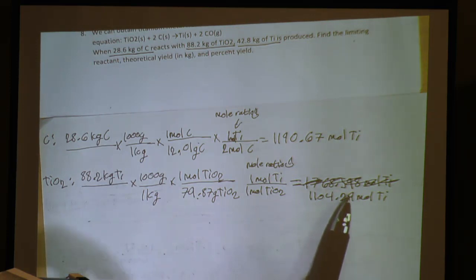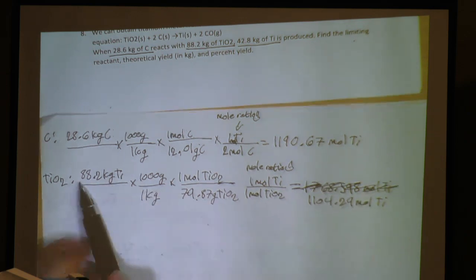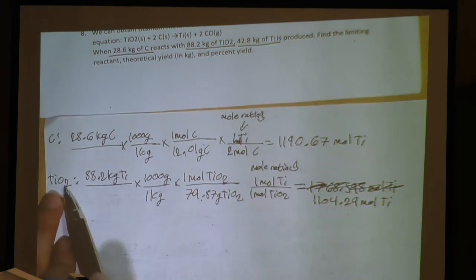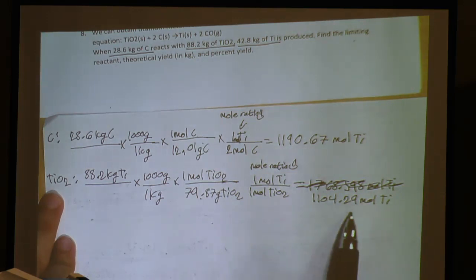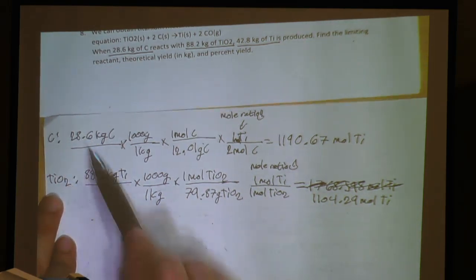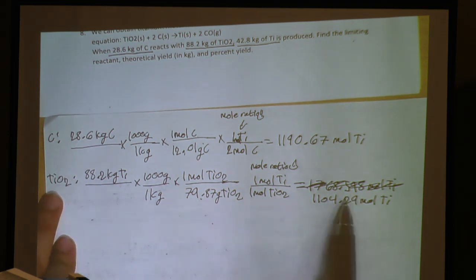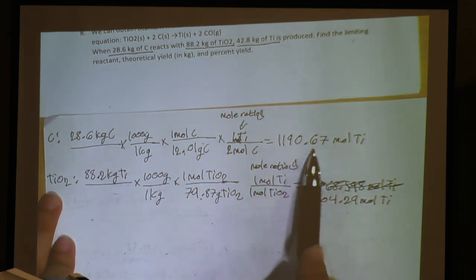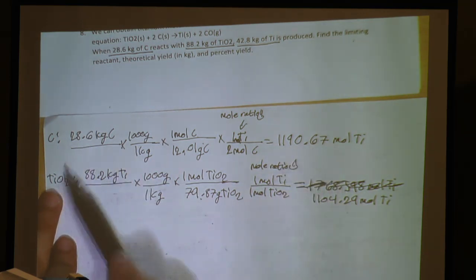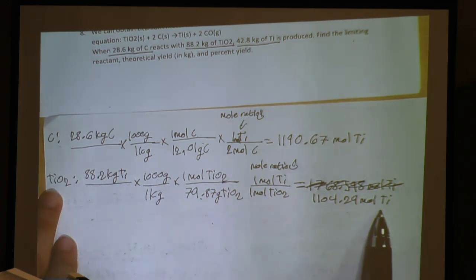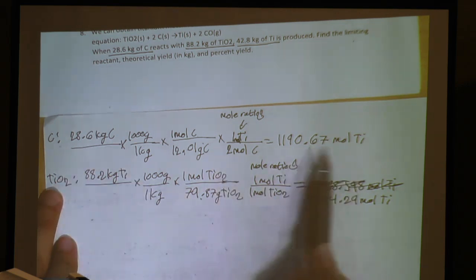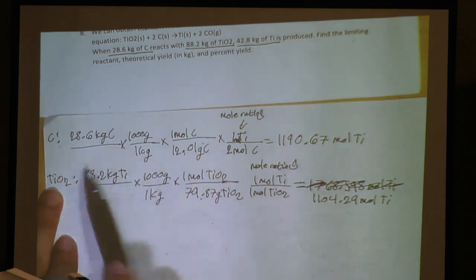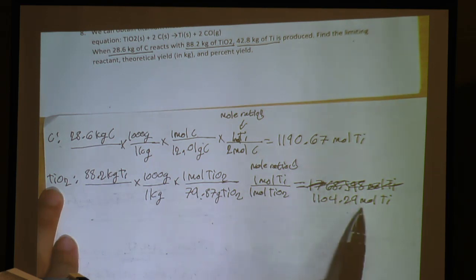But why is the smaller one the limiting reactant and not the larger one? The smaller one is the limiting reactant because this is what's limiting you from making more titanium. Carbon and TiO2 are reacting together. TiO2 can only create this much titanium, whereas carbon is able to make more. If we had more TiO2, we would be able to make more titanium. What's limiting us from making more is our TiO2. Carbon can keep going, it can make more moles of titanium, but TiO2 can only make this much. Does that kind of make sense?